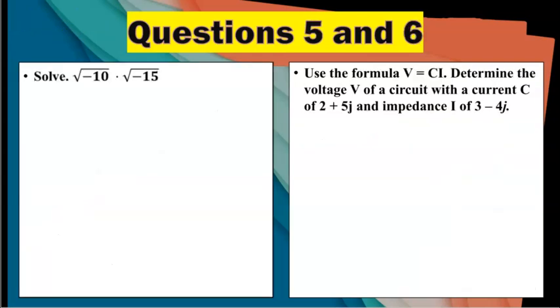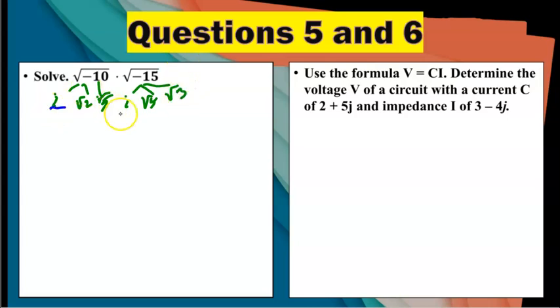Question 5. Solve square root of -10 times the square root of -15. Now to break this apart, I would have i, because remember the square root of -1 is i, and then I would have the square root of 2 times the square root of 5. So I'm just breaking down the radicals. This next one, I would have i, because I have the negative square root inside here, and then the square root of 5 times the square root of 3.